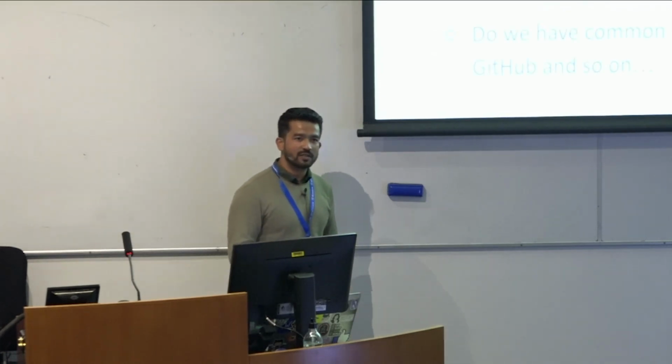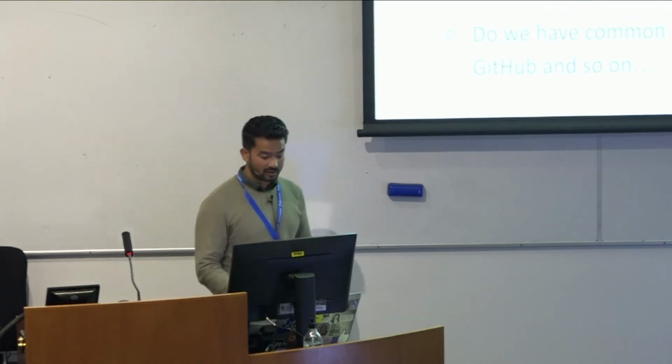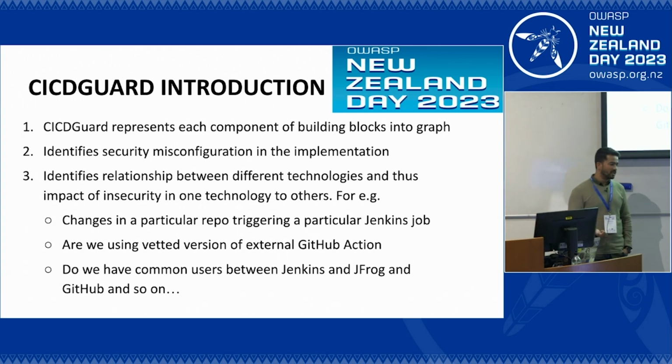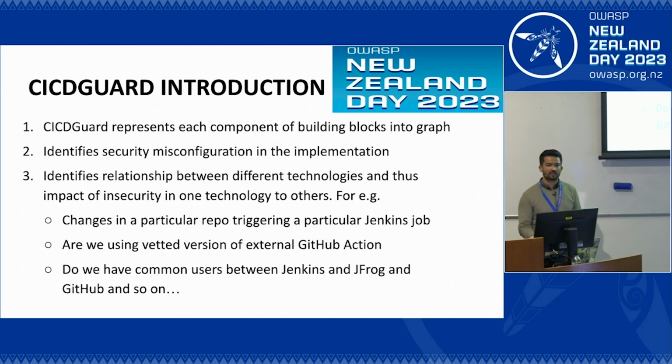How many common users across different technologies. So in this way, it can build that relationship. So three key features. First, it breaks down all the technology and represents that in the form of a graph; second, it identifies a few security misconfigurations across technologies; and third, it tries to identify the relationship between the different technologies.